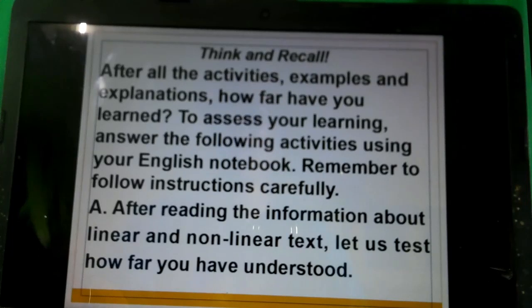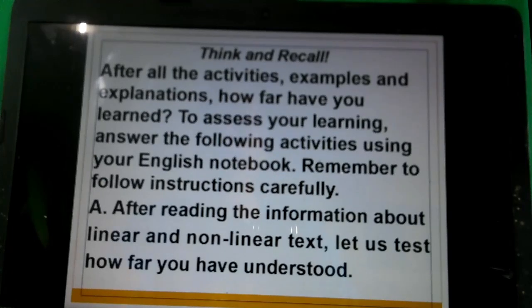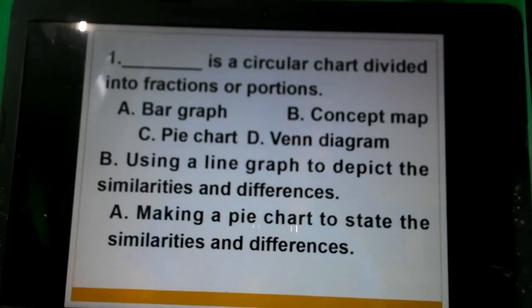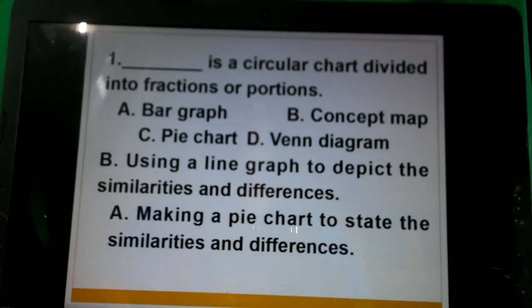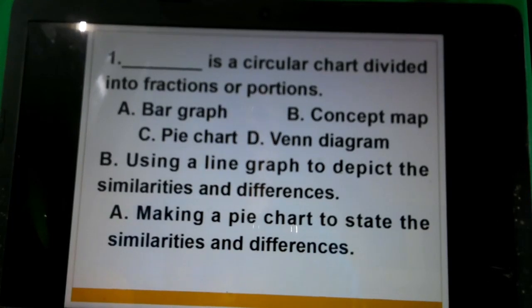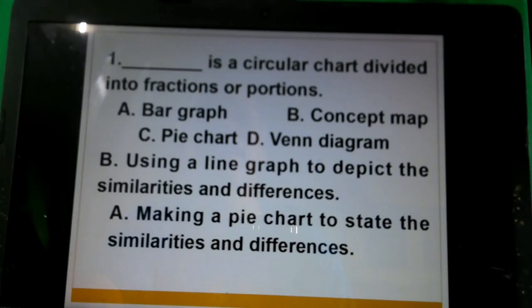Very good. To assess your learning, answer the following activities using your English notebook. Remember to follow instructions carefully. Letter A. After reading the information about linear and nonlinear text, let us test how far you have understood. Let's start with number 1. Blank is a circular chart divided into fractions or portions. Is it A, bar graph, B, concept map, C, pie chart, D, Venn diagram?